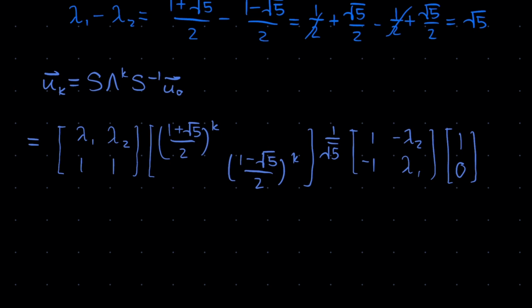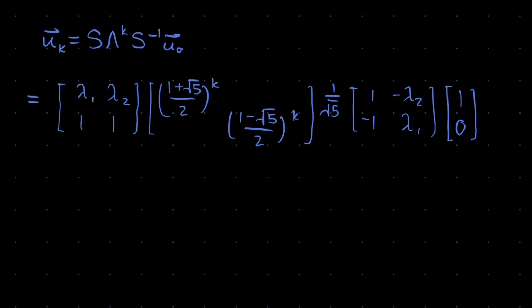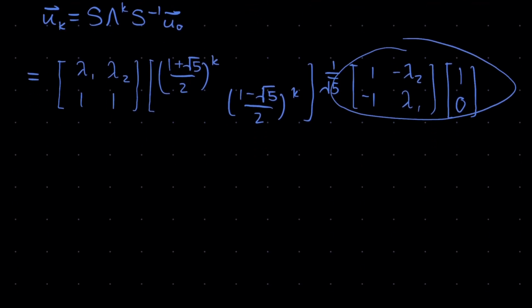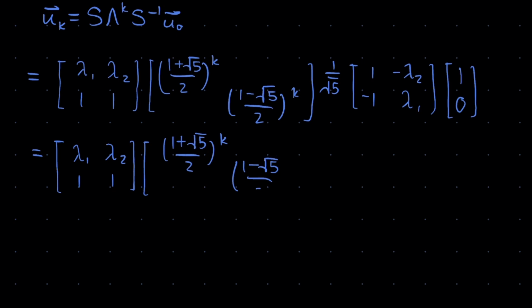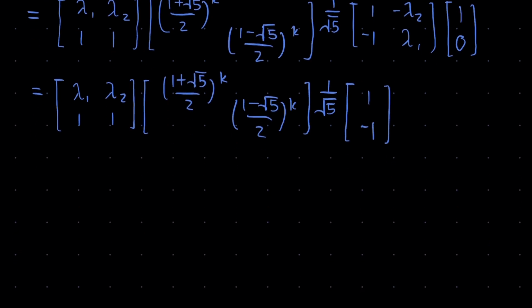Okay, so let's calculate this using our traditional matrix multiplication method. First of all, let's multiply these together, because matrix multiplication is associative. Alright, so let me just copy all of these over here. And then we have 1 over the square root of 5 times, let's see, we have 1 and we have minus 1. That's it. Okay, so let's multiply these two first matrices together.